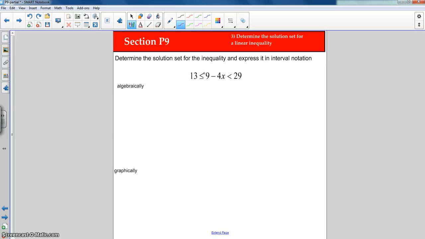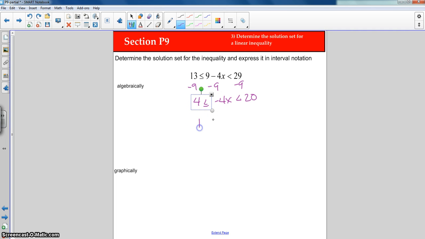So the idea with this is go about business as usual, so isolate x, and to do that, if we do one operation, we do it in all three places. So the first step in isolating x would be to subtract 9. So I'm going to subtract 9 from all three parts, so from the 13 and from the 29. And this maintains equality. So if I do that, that's 4 less than or equal to minus 4x less than 20. Okay, then the next step would be to divide by negative 4.